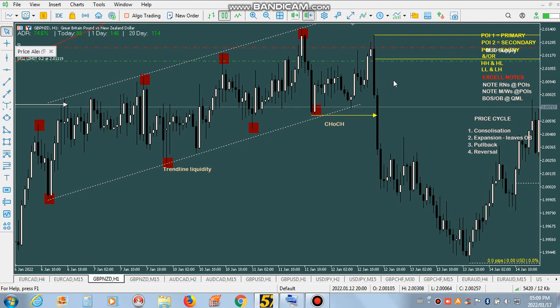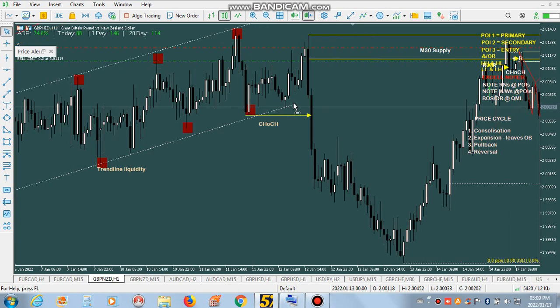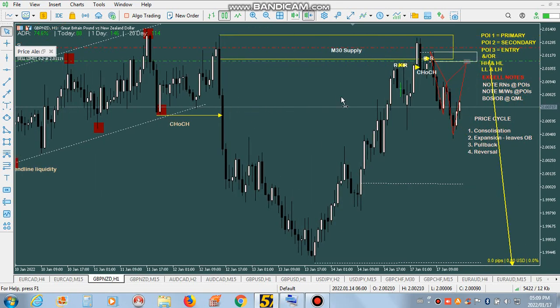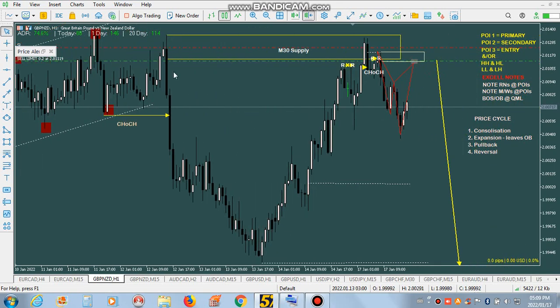So what does price do? Let's keep scrolling to the right. Right, what does price do? It goes all the way down, and it starts pulling back up. So this was my 30 minutes supply zone. 30 minutes to H1 supply.